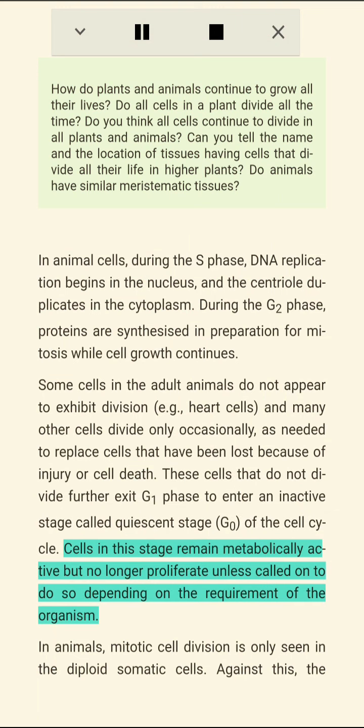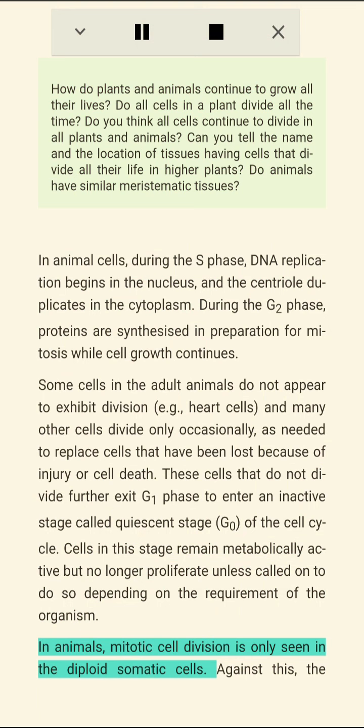These cells that do not divide further exit G1 phase to enter an inactive stage called quiescent stage (G0) of the cell cycle. Cells in this stage remain metabolically active but no longer proliferate unless called on to do so depending on the requirement of the organism. In animals, mitotic cell division is only seen in the diploid somatic cells.